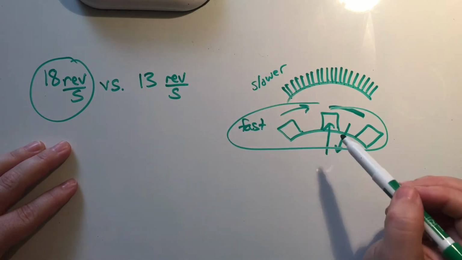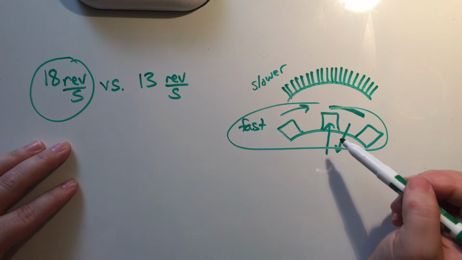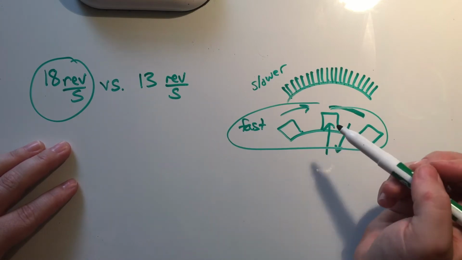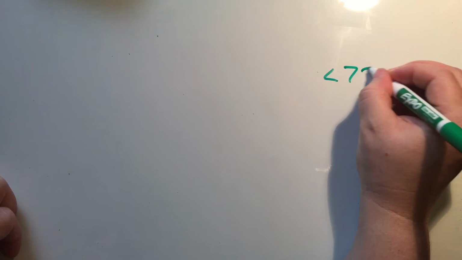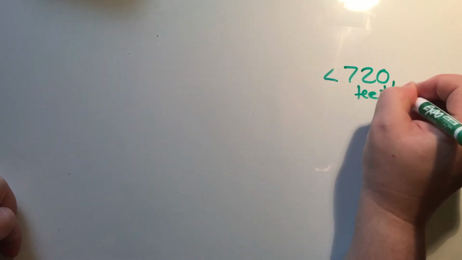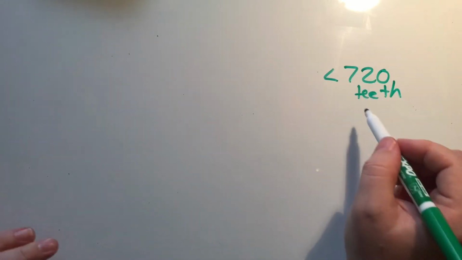So the gut reaction instinct is that our answer should be a lower number of teeth than what we had in the original YouTube problem, which was 720. So our answer should be less than 720 teeth, and we'll keep that in our minds as we go along.